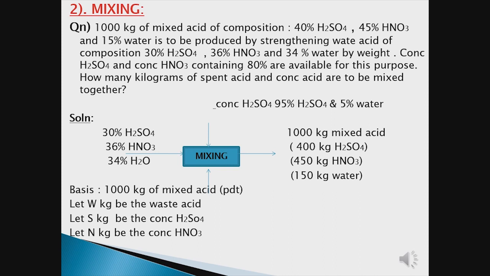1000 kilogram of mixed acid of composition 40% H2SO4, 45% HNO3, and 15% water is to be produced. So this is the product; the details given are about the product. It is produced by strengthening the waste acid of composition 30% H2SO4, 36% HNO3, and 34% water by weight. So concentrated H2SO4 and concentrated HNO3 containing 80% are available for this purpose. How many kilograms of spent acid and concentrated acid are to be mixed together?